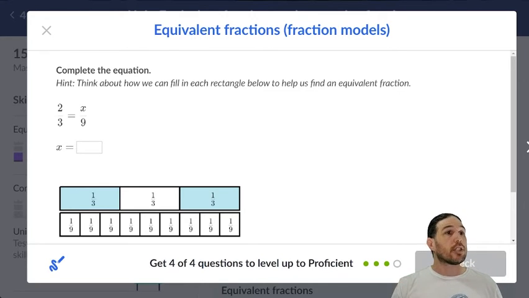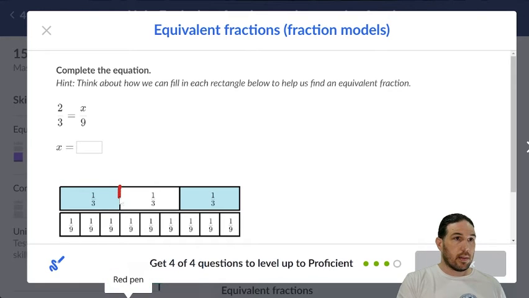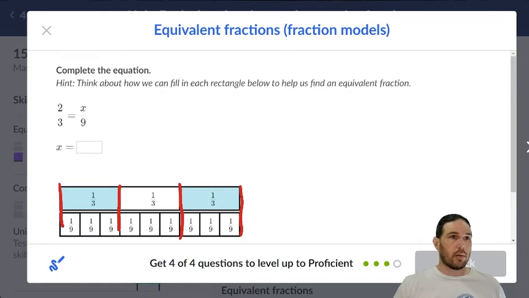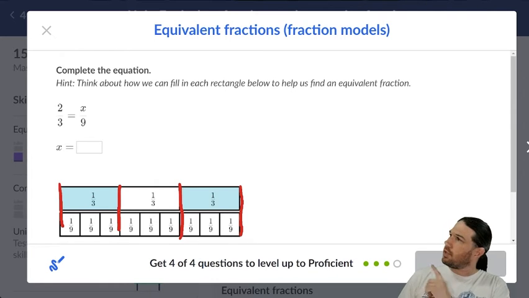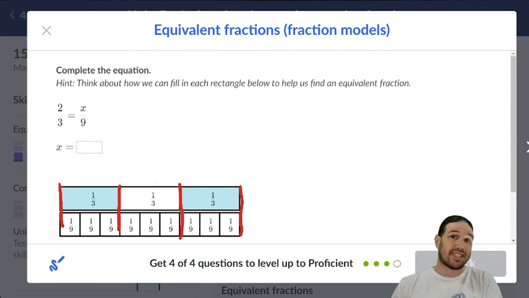I don't know. So in this case, I see we've got 2/3 highlighted here. And within that, I see 1, 2, 3, 4, 5, 6 ninths. So 2 over 3 is the same thing as 6 over 9.